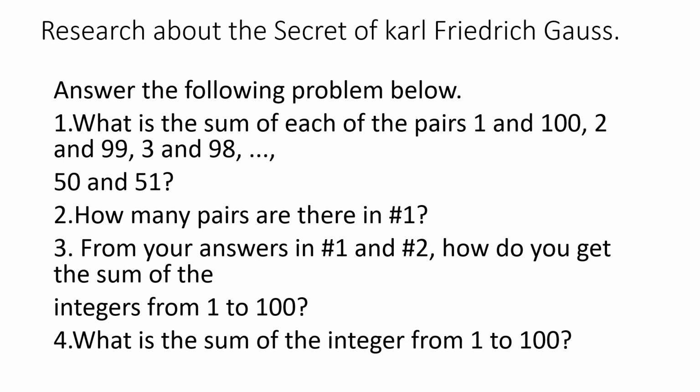Okay, for your assignment, please research about the secret of Carl Friedrich Gauss, and you need to answer the following problems below. Number 1, what is the sum of each of the pairs 1 and 100, 2 and 99, 3 and 98, up to 50 and 51? For number 2, how many pairs are there in number 1? For number 3, from your answers in number 1 and number 2, how do you get the sum of the integers from 1 to 100? And for number 4, what is the sum of the integers from 1 to 100?